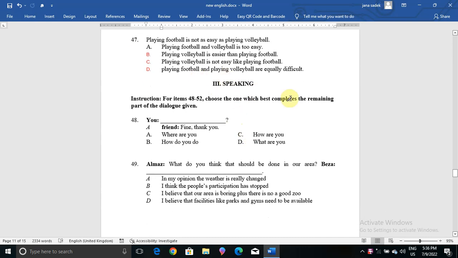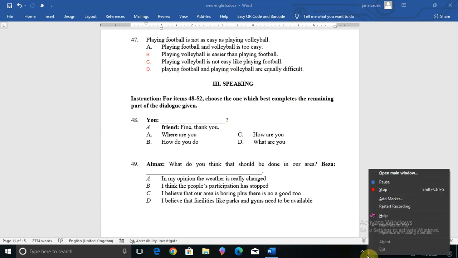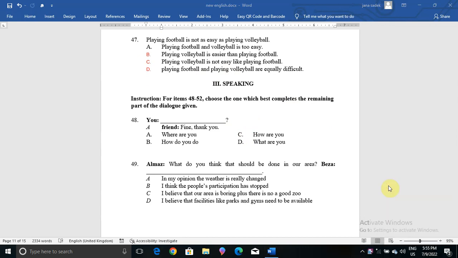Yes, speaking. Part 3, speaking. Now, from question number 48 until 52, it will be the part where you complete the remaining part of the conversation given. So the correct answer for question number dash A, which is the answer for this question. Someone answers this question, which is fine, thank you.